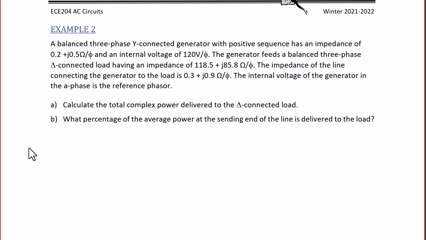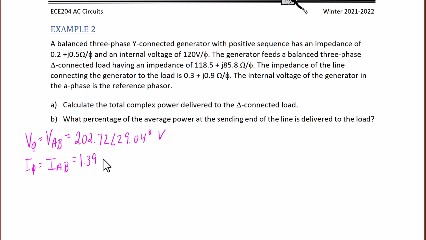So we will write those first, where V phase is equal to VAB, which equals 202.72 with an angle of 29.04 degrees, and the units are volts. And I phase is equal to IAB, which equals 1.39 with an angle of negative 6.87 degrees, and the units are amps. And notice that these are delta-connected values, so these would be at the load.